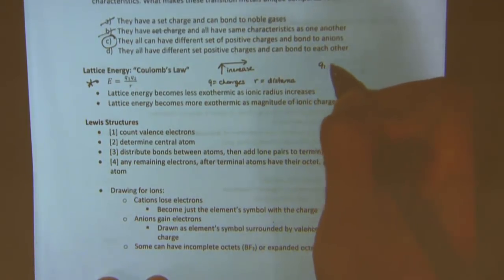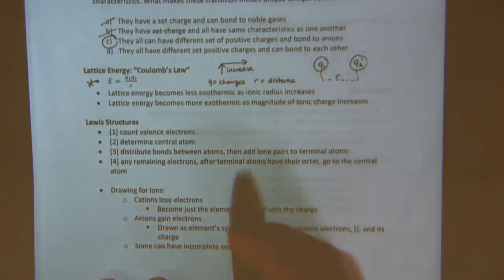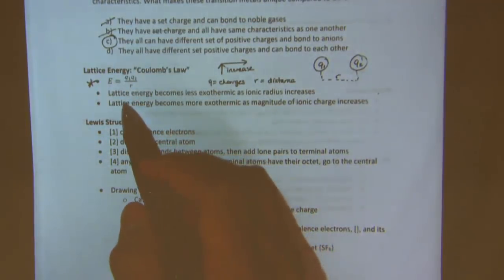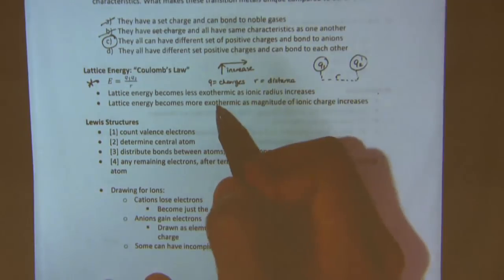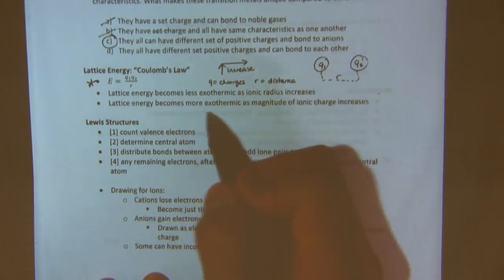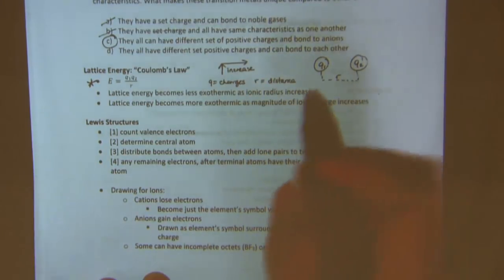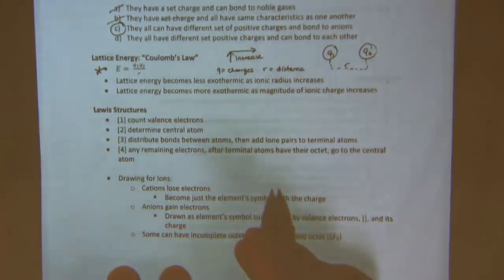So pictorially, we would have Q1, and this particular distance represents R, and we would have the charge of Q2. So some things to note is that the lattice energy becomes less exothermic as ionic radius increases, and lattice energy becomes more exothermic as magnitude of the ionic charge increases. Okay? Do we have any questions on that?